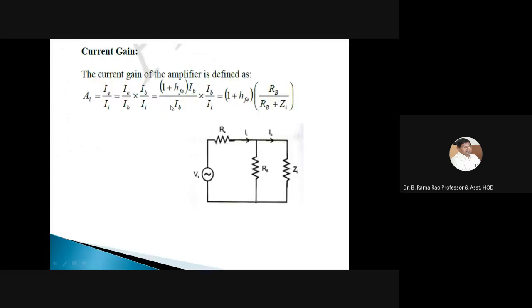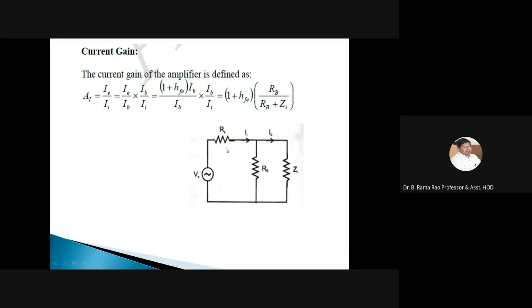Now current gain is nothing but output current by input current. Again, it is more or less similar to the CE. Okay, this is the equivalent circuit to find the current gain. A is nothing but the output current by input current. Output current is the emitter current actually. In case of the CE amplifier, output current is the collector current, but here the output current is the emitter current, and the input current is the base current.